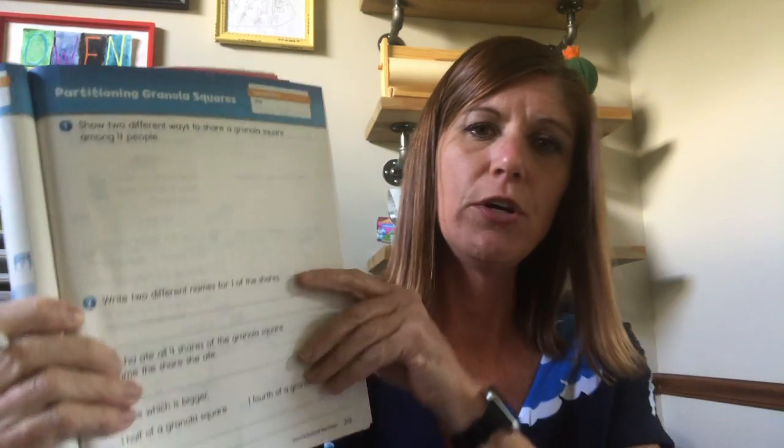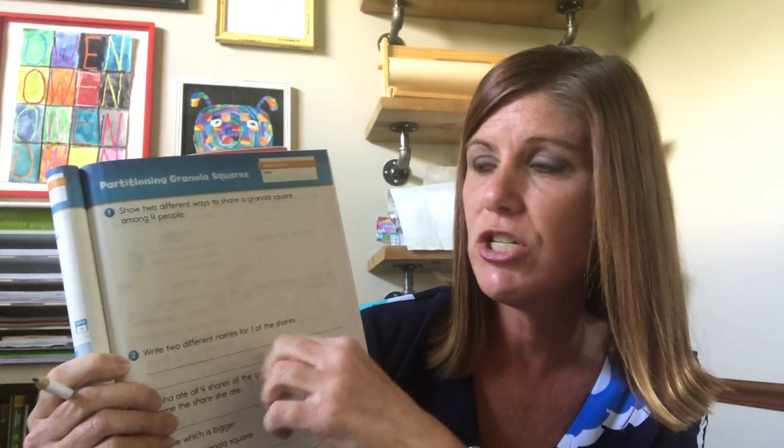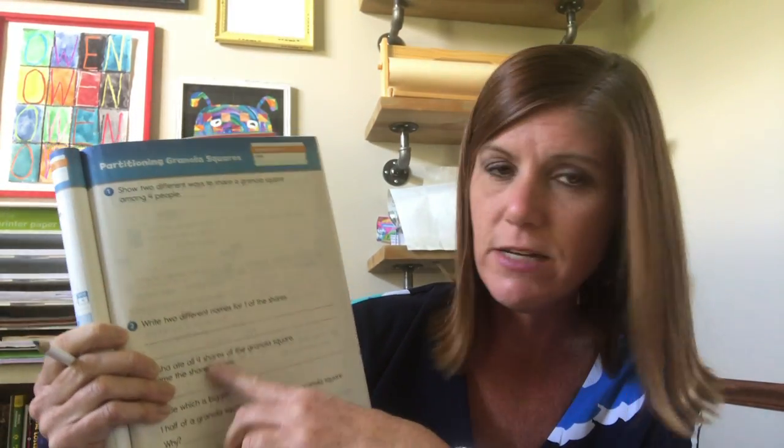Okay, that one's for practice. Then if you get your math journal out and you look at page 213, they're asking you to imagine now that you have a granola bar. So just draw a picture of a granola bar and you're going to show how to share that granola bar among 4 people. And then draw another granola bar and see if you can figure out how to share that granola bar with 4 people, but in a different way than the first one you did. And then you've got some questions down here to answer.